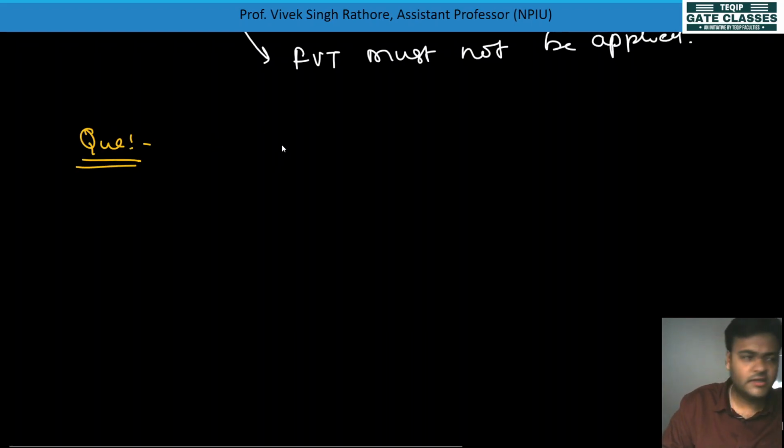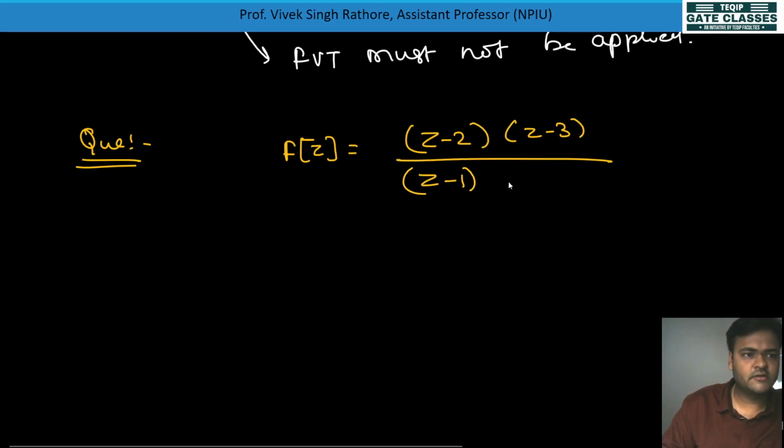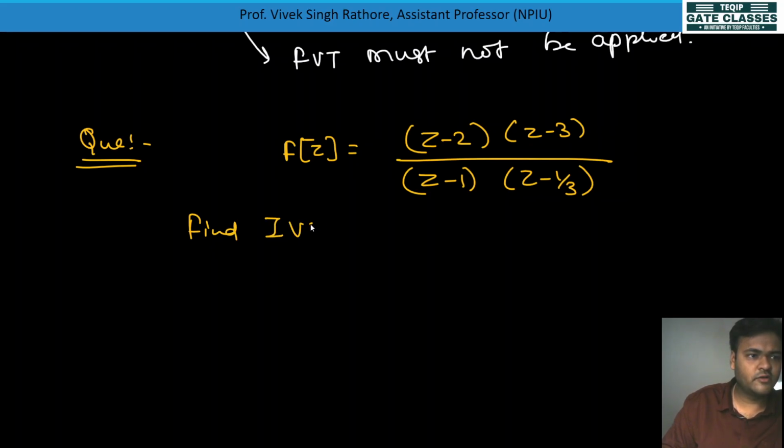The question is that F of z is given. Let's suppose (z minus 2)(z minus 3) divided by (z minus 1)(z minus 1 by 3) is given. Now you need to find the initial value and the final value. You need to calculate them by using the theorem.